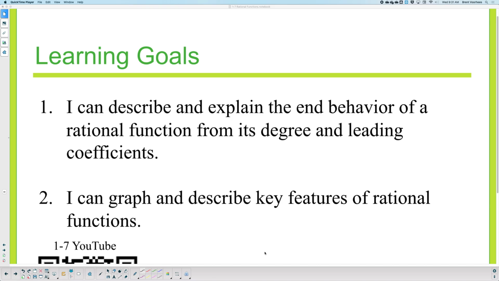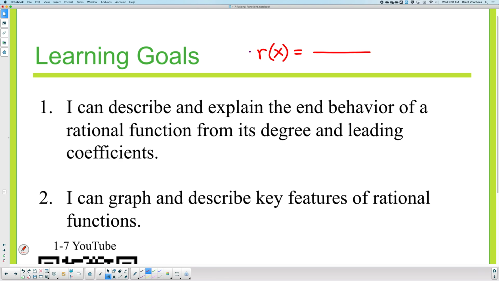Rational functions, by definition, are a polynomial function being divided by another polynomial function. Let me show you this way. Since it's a rational function, I'm going to use the term r of x. Why did I use an r? Rational. It's rational. Very good.